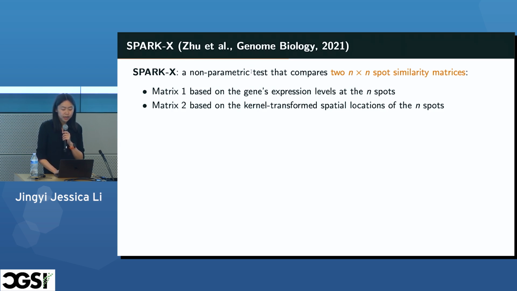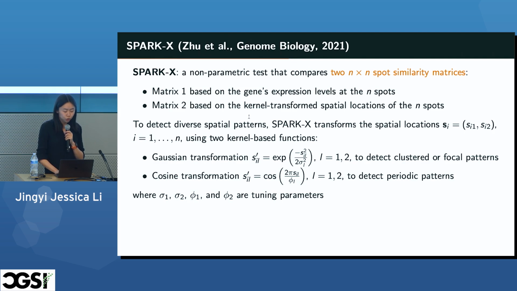So SPARK-X basically compares 2 matrices, and each matrix is an n by n spot similarity matrix. Matrix 1 is just based on this gene's expression levels. They will define some similarity metric between 2 expression values, and then they can get this n by n matrix. But matrix 2 will be based on spatial locations. So how can we model the n by n spatial location similarities? They use some kernel. Actually, they use 2 kernels, a Gaussian kernel and a cosine kernel, which are non-linear transformations, and they can each capture a different pattern.